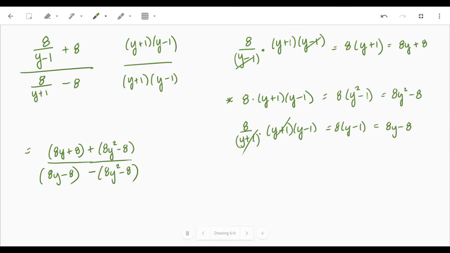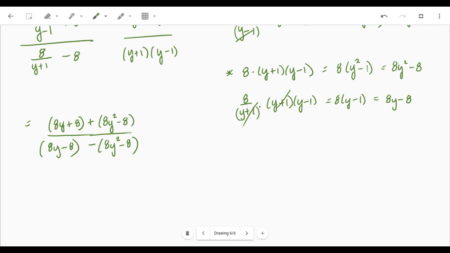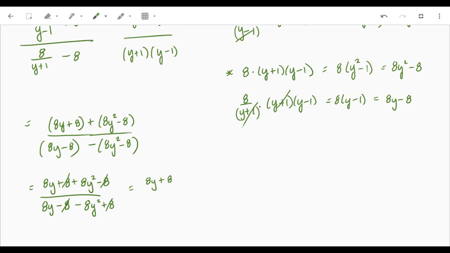Okay, and then I'll simplify those. I've got a bunch of 8s going on. So I'm just going to take out the parentheses. And when I take out the parentheses on the bottom, I just need to make sure I distribute that negative. So it'll be minus 8y squared plus 8. I can see that on both the numerator and the denominator, I have a plus 8 and a minus 8. So I'll have 8y plus 8y squared over 8y minus 8y squared.